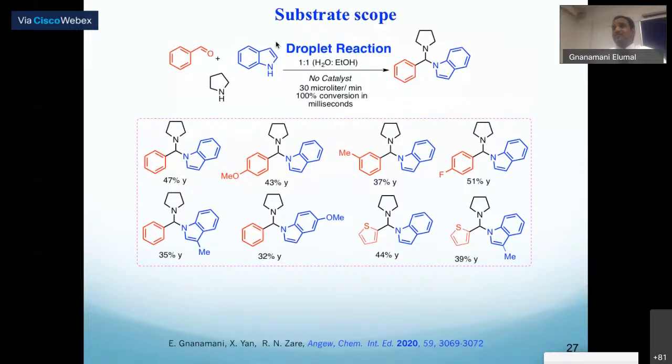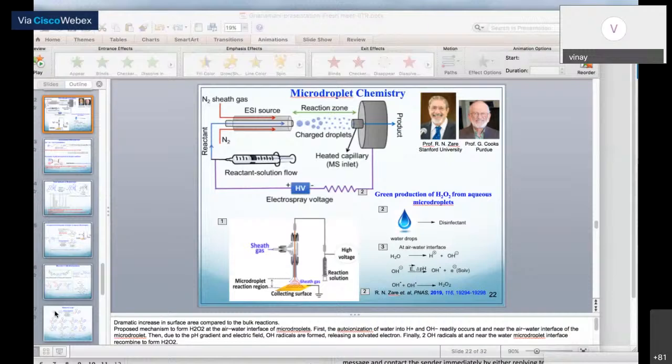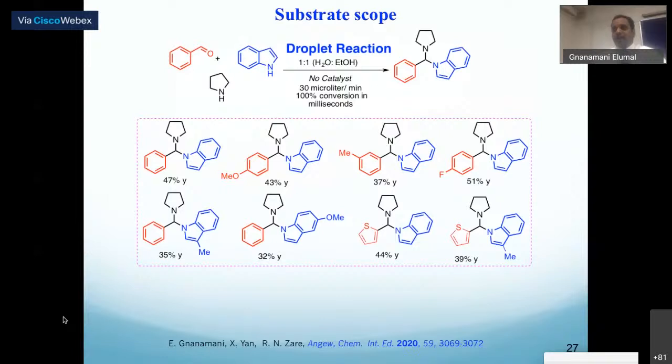But still, we are speculating and progressing in the mechanistic aspects. Still the mechanism is not proven well. We know that it goes by a radical, but a water droplet has several radicals, so how exactly it approaches, we don't have a real picture. That we are trying. It's a recently started field; a couple of years ago we started this microdroplet chemistry at Stanford.